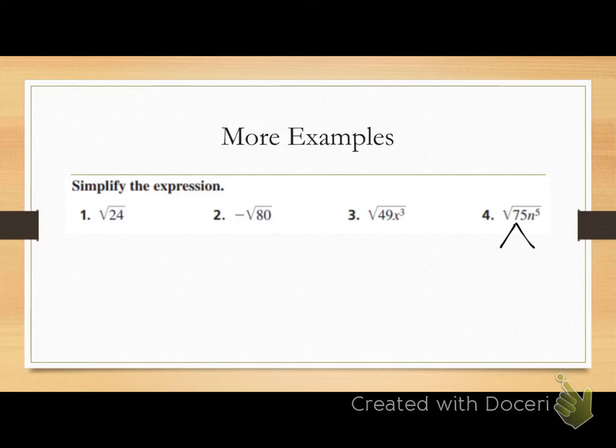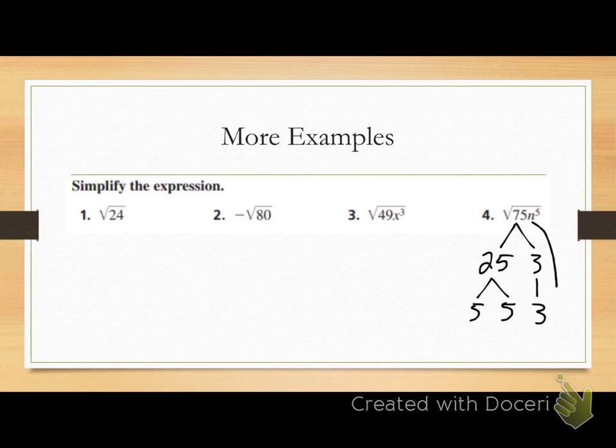What times what will give me 75? 3. Yeah, 25 and 3. You can think of quarters there. 3 quarters gives me 75 cents, right? Can I break 25 down anymore? 5 and 5. What about 3? No. What about my 5s? Nope. There's the prime factorization of 75.